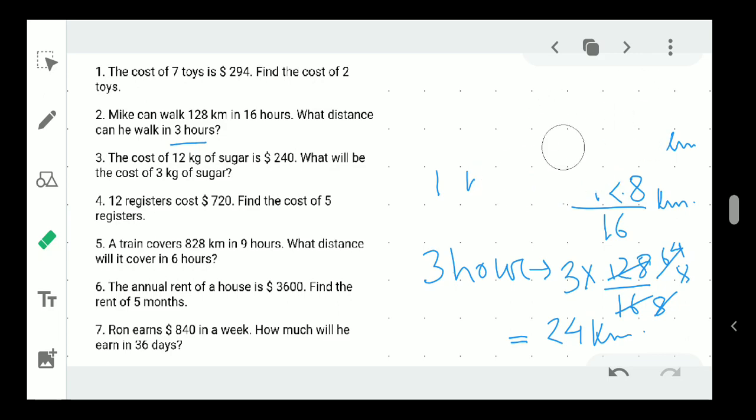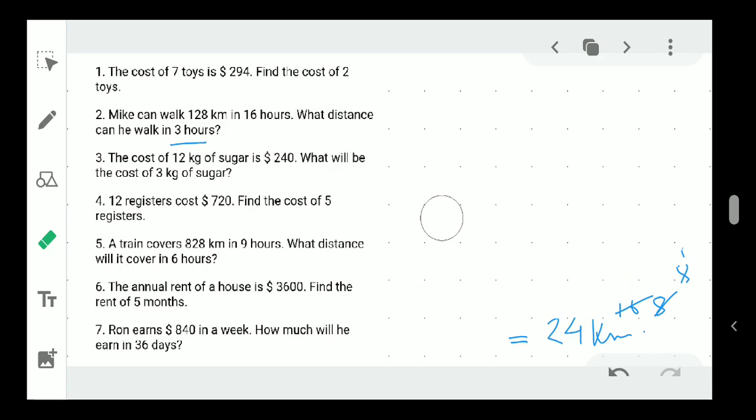Let us do the next one again. So the more we practice, the more we will learn about it. The cost of 12 kg of sugar is this much. What will be the cost of 3 kg of sugar? In this case also you can see that if the kg of sugar is increasing, the cost will also increase. So that means it is proportional. Like if you increase one, the other term will also increase. So in that case you can use this method easily. So what you have to find out? Cost. So cost will be on the right hand side.